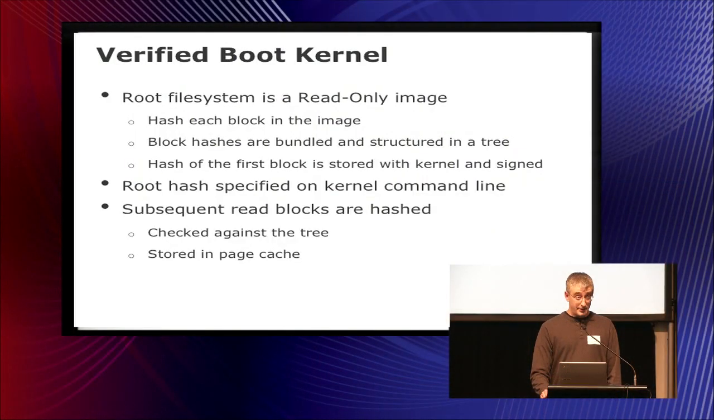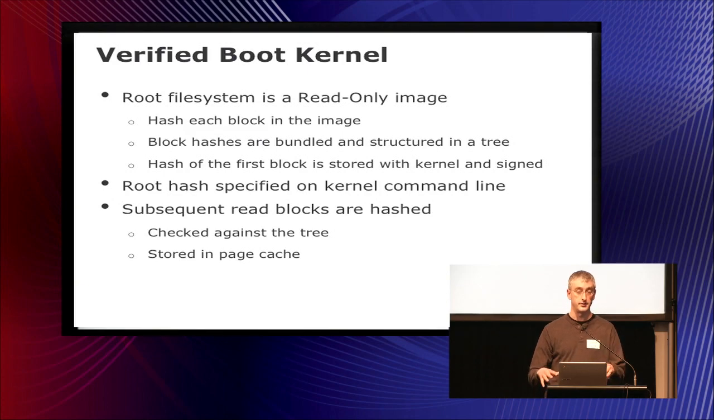So the way we do this is that we hash every block in the image. When we create a Chrome OS image for distribution, we take that image and every block is then hashed. The block hashes are bundled together and structured into a tree format based on when the blocks are going to be accessed. We can profile the boot and determine that we're going to need these blocks first, and so those get put higher up in the tree. Then the hash of that very first block at the top of the tree is stored with the kernel and actually signed and passed to the kernel on the command line.